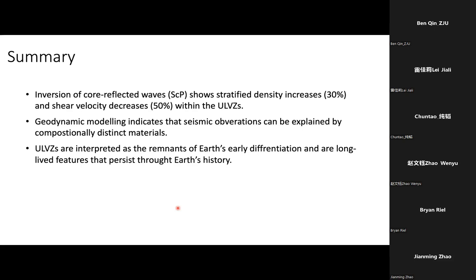materials. And finally, the authors attribute the ULVZs to the remnants of Earth's early differentiation. And they also suggest they are long-lived features that can persist throughout Earth's history for more than like 1.5 billion years. Yeah, I think that's about it. So I'll just stop here.